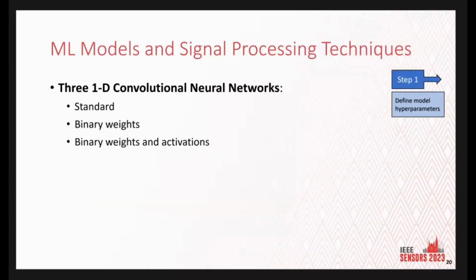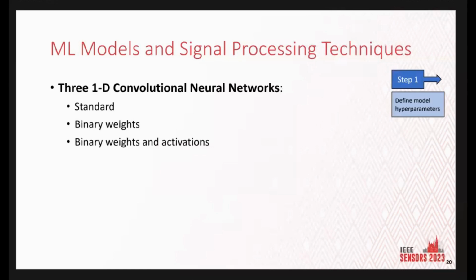Then we decided to compare 3 one-dimensional convolutional neural networks. The first one, that we call the standard, means that the weights and the activation function are represented with 32 bits. The second one is the binary weights network, which means that the weights are represented with only 1 bit, so -1 or 1. And the third one is a full binary network, which means that the weights and also the activations are represented with 1 bit.